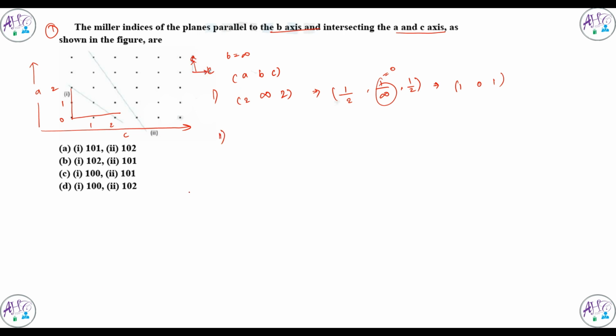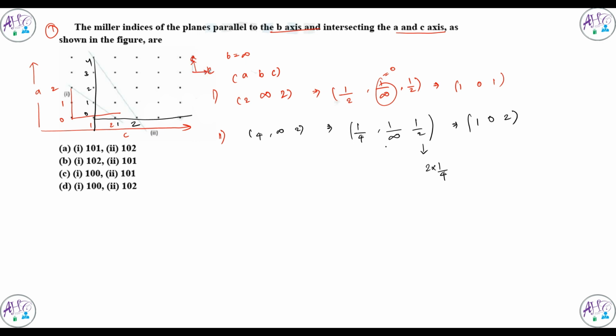Likewise, your second plane. The second plane is lying here like this. If you see here the value is 0 1 2 3 4, and here it's going to be 1 and 2. So your A value is going to be 4, your B is again going to be infinity, and your C is going to be 2. If you take the reciprocal, it's going to be 1/4, 1/infinity, and 1/2. How can you write this equation? 1/2 can be written as 2 times 1/4. So you can write this as 1 0 2.